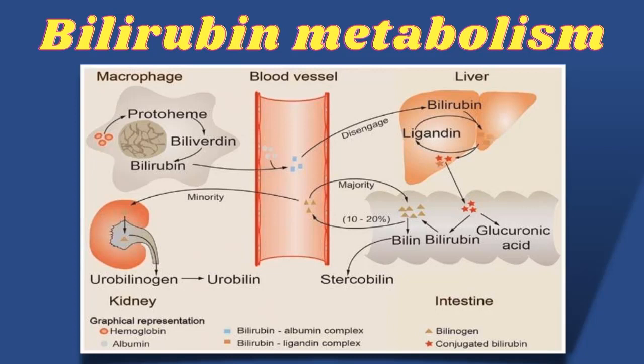A small portion of urobilinogen is reabsorbed out of the colon. Most of it goes back to the liver. A little bit of it goes into the kidney and ends up in your urine, where it gets oxidized into urobilin, and guess what?